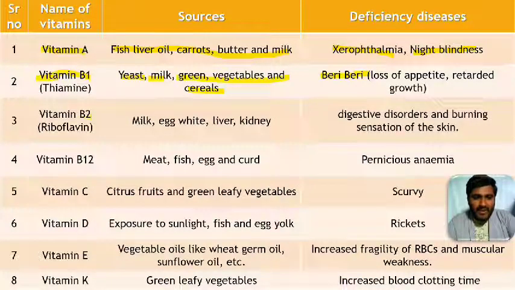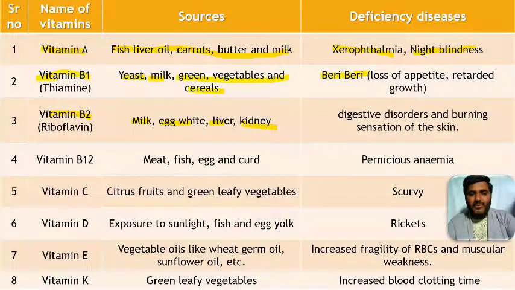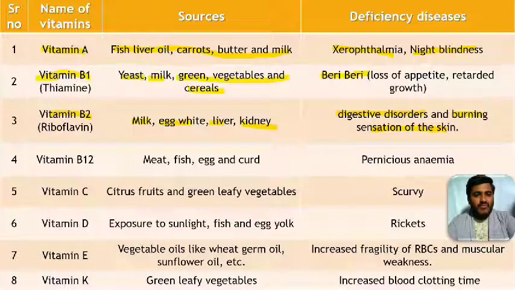Next one, vitamin B2. The chemical involved in vitamin B2 is riboflavin, and vitamin B2 is mainly found in milk, egg white, liver and kidneys. These are the main sources for vitamin B2, and deficiency of vitamin B2 mainly causes digestive disorders and burning sensation of skin. These are the main diseases caused by the deficiency of vitamin B2.